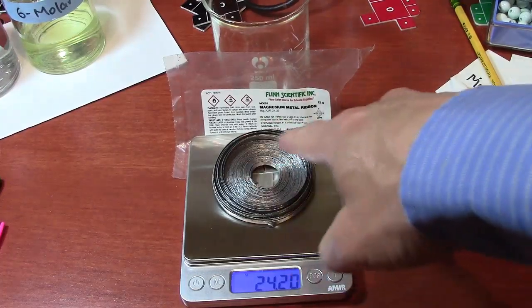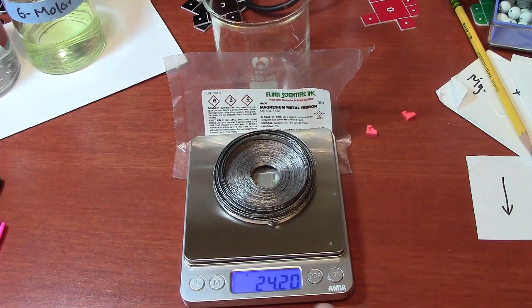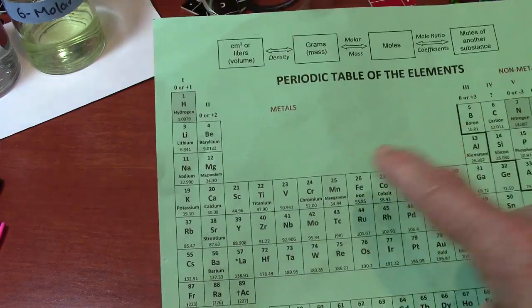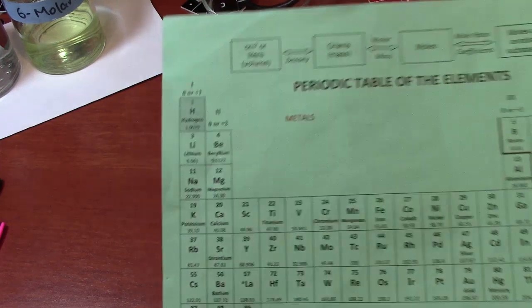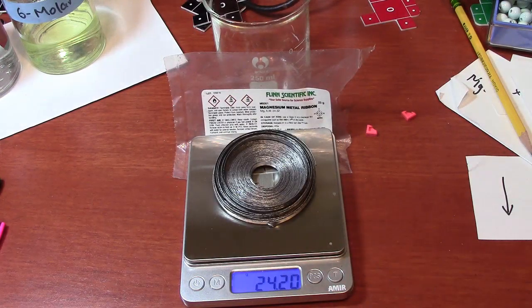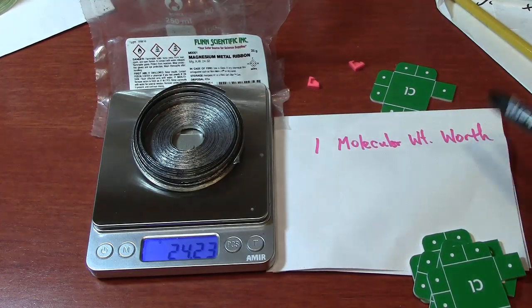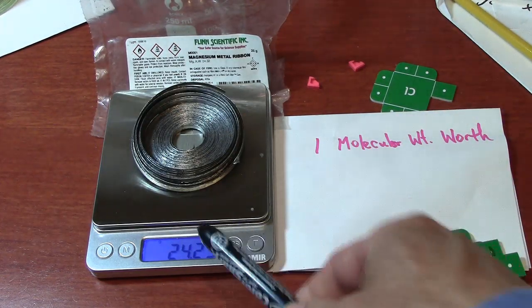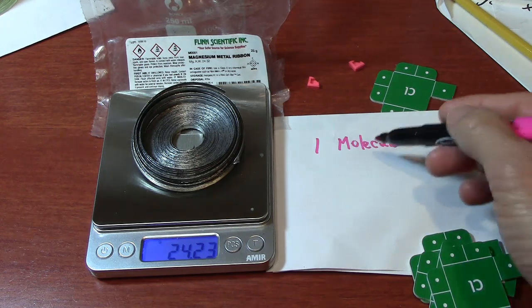So here's a roll of magnesium metal ribbon, and you can see it weighs 24.2 grams, which is equivalent to the molecular weight of magnesium. So this is 1 molecular weight worth of magnesium. So this is a big long thing to say when you just want to say I got the same mass as the periodic table. So chemists have a shortened word for all of this.